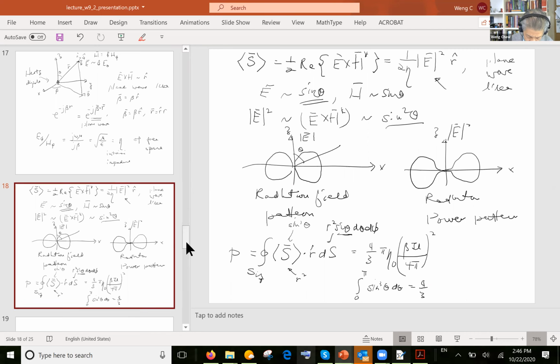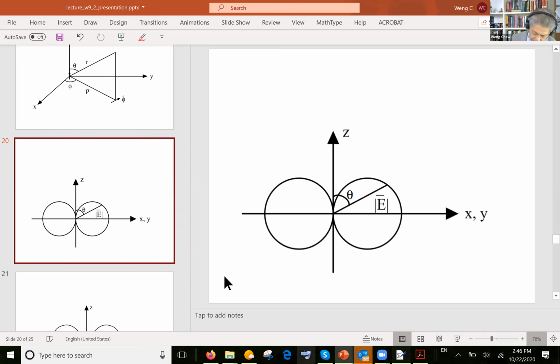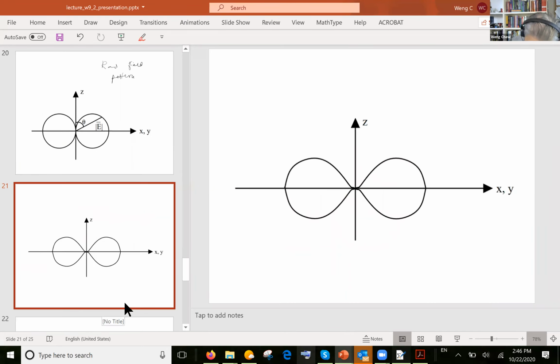And as I said before, all these things are done in the spherical coordinate system. Here's a nice picture of the spherical coordinate system. This is the radiation field pattern, and this other one is the radiation power pattern.